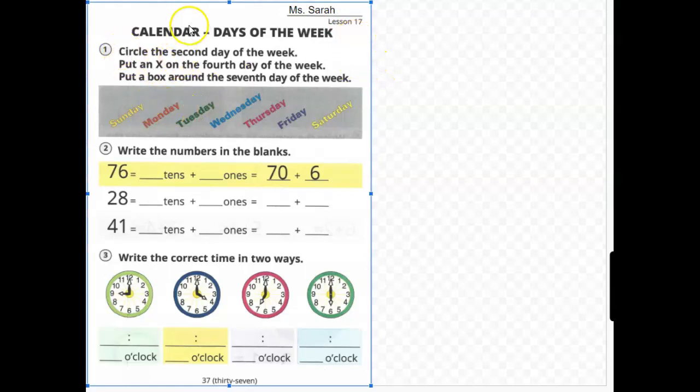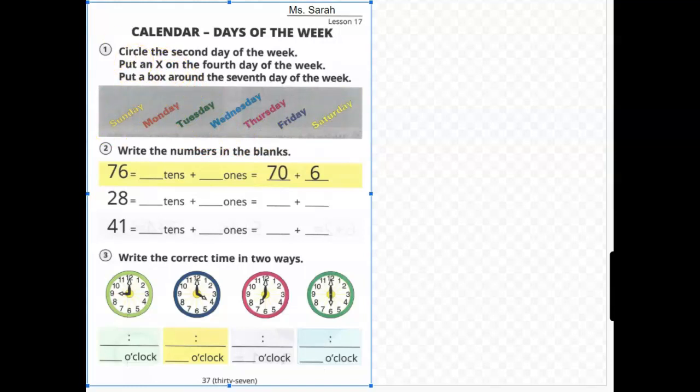So we're going to start with working on calendar, days of the week. So this is our Sunday, Monday, Tuesday, Wednesday, Thursday, Friday, Saturday. Days of the week. There's Sunday and there's Monday. There's Tuesday and there's Wednesday. There's Thursday and there's Friday. And then there's Saturday. Days of the week. So there are 7 days in the week, right?